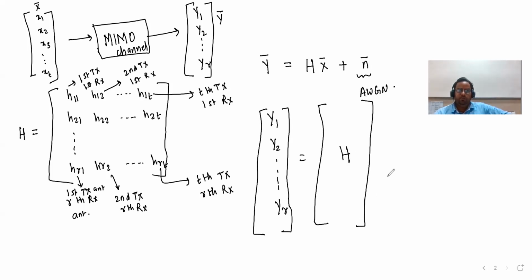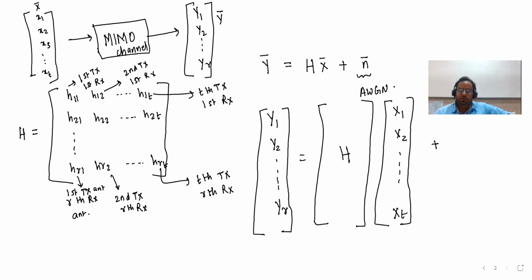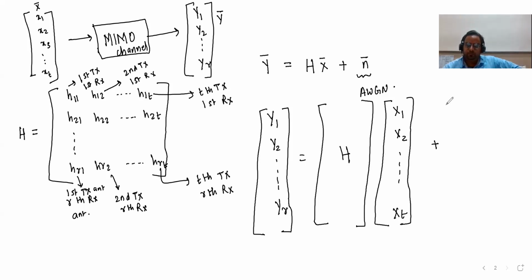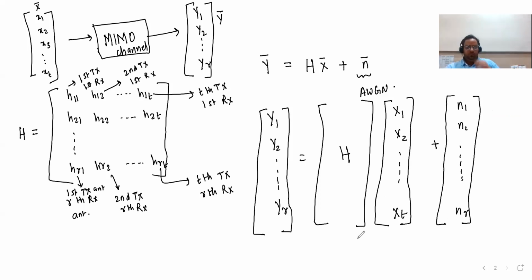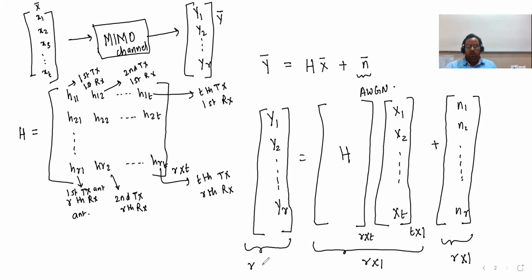So I will write it as H. This is our channel matrix, and this is our signal x1, x2, and so on up to xt. Okay, and this will be summed with our noise N1 and so on, the noise at each of the receiving antennas. Okay, now you can see that this matrix is an R cross T matrix. This is a T cross 1 matrix. So the product of these two will combinedly become an R cross 1 vector, and the noise is therefore also an R cross 1 vector.